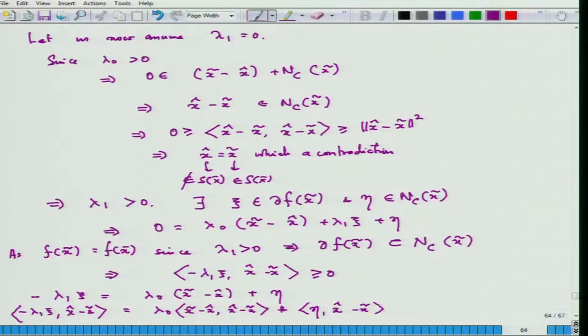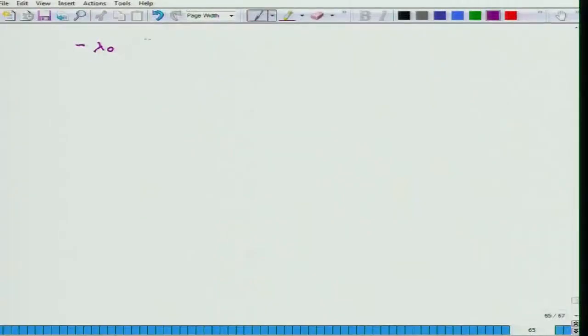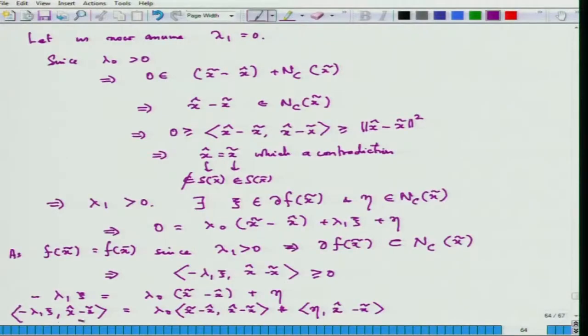Now, I have observed that this part is strictly bigger than 0, and lambda naught times this, x tilde minus x hat, they cannot be equal, whole square, plus eta times (x hat minus x tilde). This is less than or equal to 0, because eta is in the normal cone, and the other is strictly less than 0, since lambda is strictly positive. So this whole thing is strictly less than 0. So this part is strictly greater than 0, and this part becomes strictly less than 0. That runs into a contradiction.